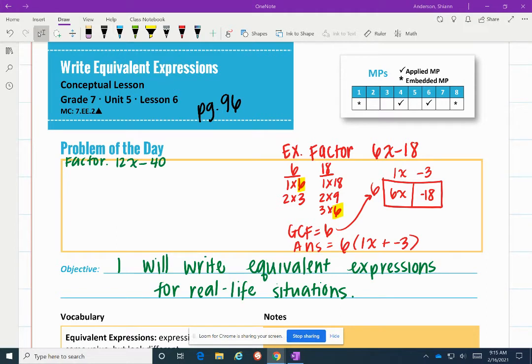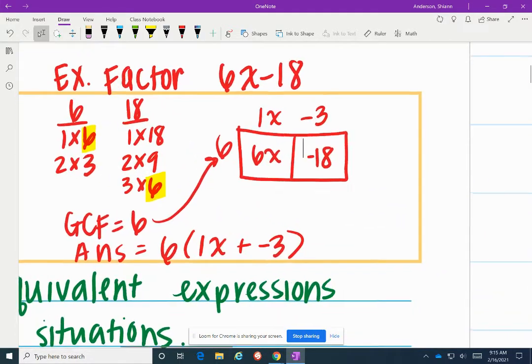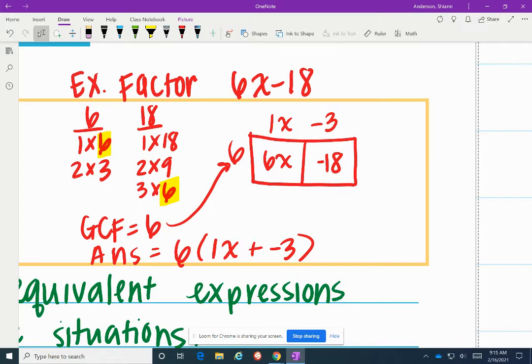Okay, so this is Unit 5, Lesson 6 on page 96. I'm just going to start off by going over the example. Again, this is just factoring, and this is what I saw to be the most common miss on the quiz from last week. So we have factor 6x minus 18.